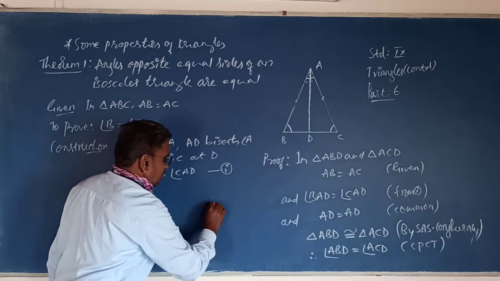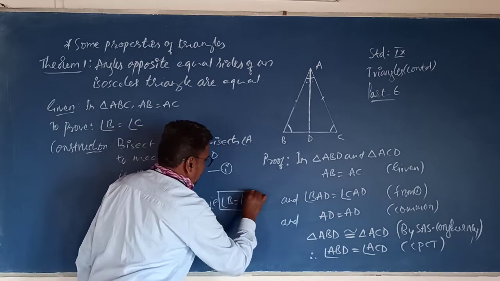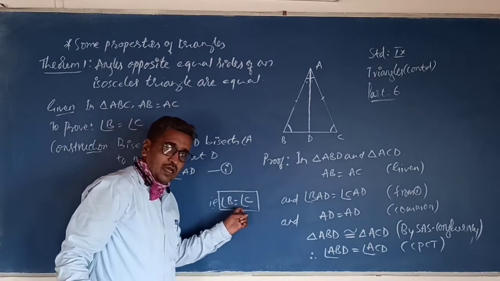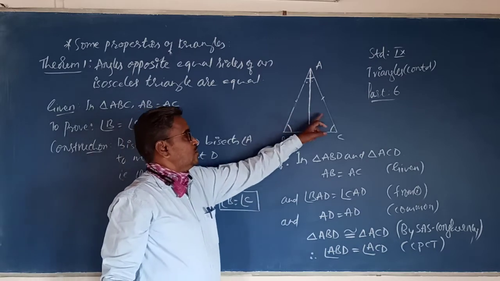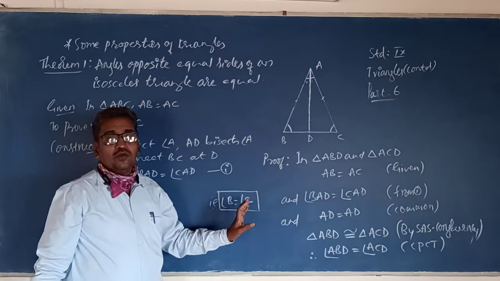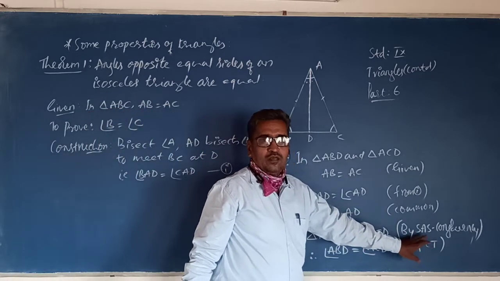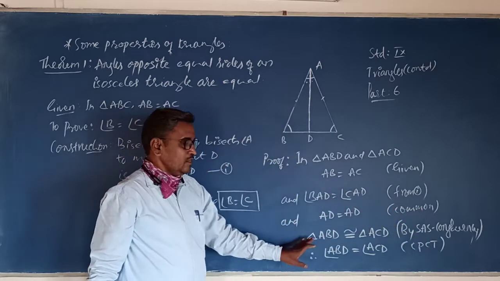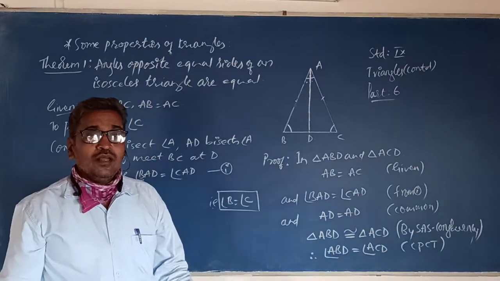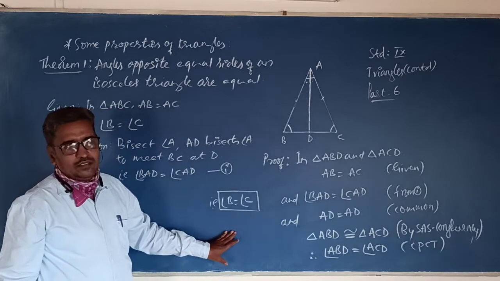That means angle B is equal to angle C. So what is the theorem? Angles opposite to equal sides of an isosceles triangle are equal. See how we are using that SAS congruence property. So with the help of SAS property we can do that. Very important point is, in an isosceles triangle the angles opposite to equal sides are always equal.